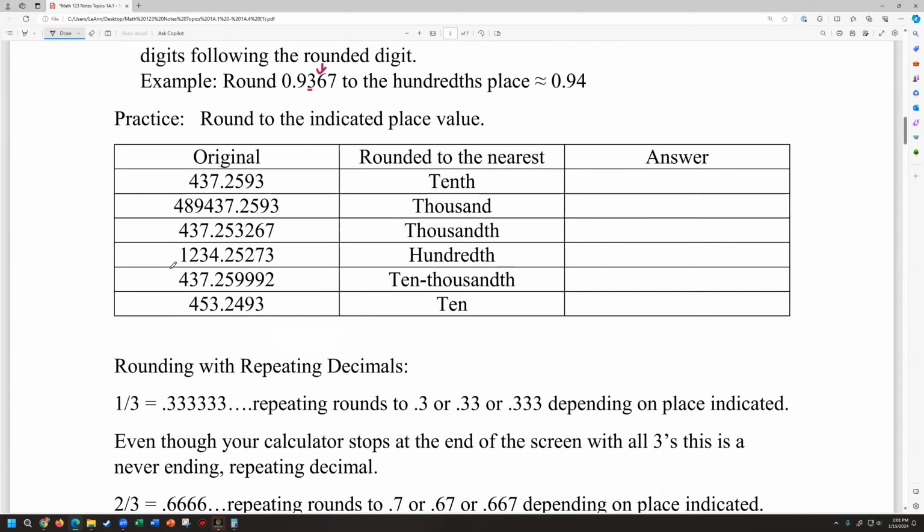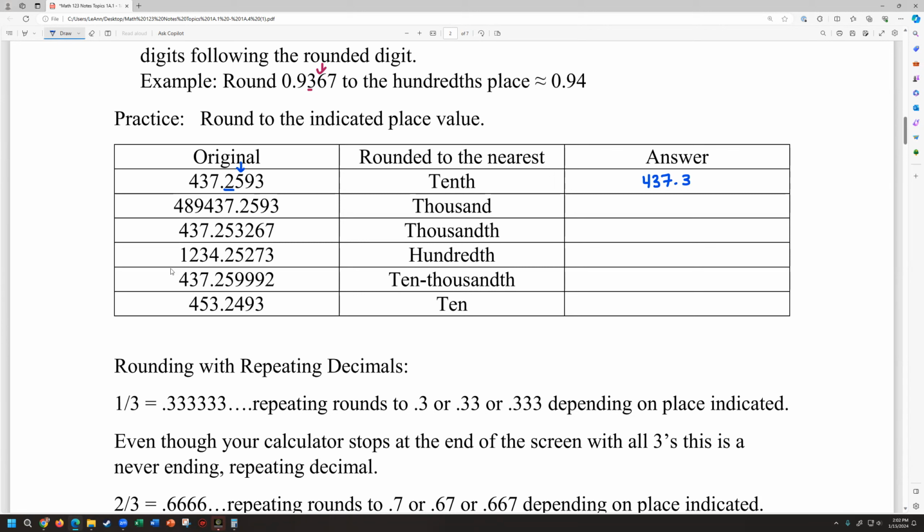Okay, so here's a little table for us to practice this. Round to the indicated place value. Here's our original, 437.2593. We're going to round to the nearest 10th. We're going to underline the correct place. That's the 10th place. Remember, it's one digit after the decimal. We identify the value directly to the right of it and ask, does that round that 2 up or keep it a 2? Since it's a 5 and above, it's going to round that up to a 3. So this would be 437.3.